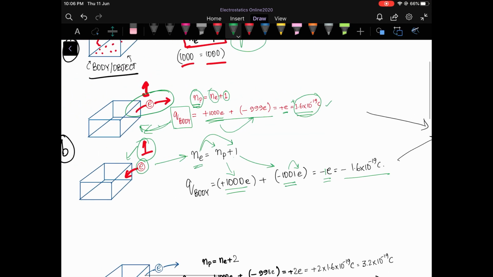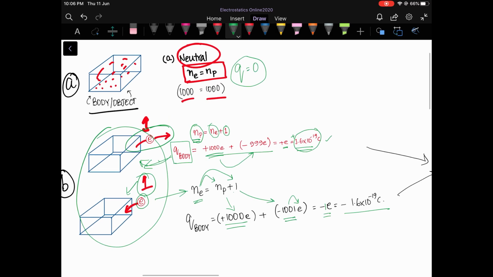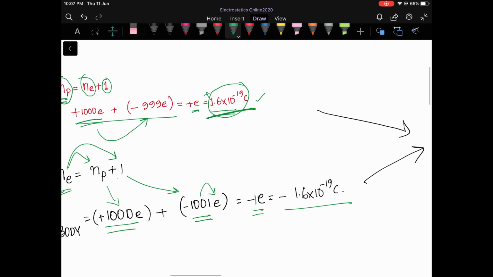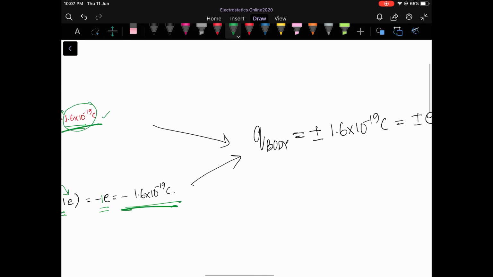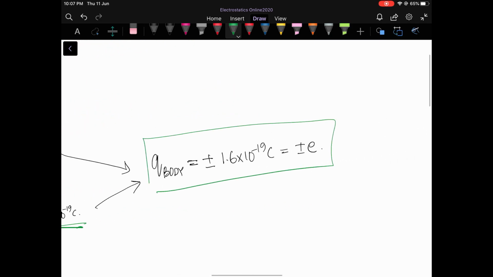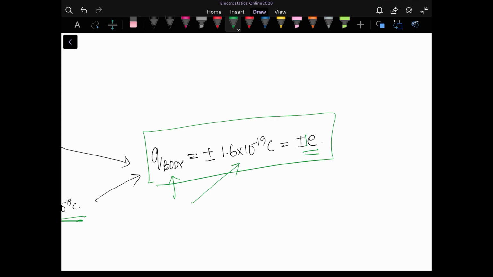That means this box can have a charge of 0 if it is not losing or gaining any electrons, but the same box after gaining or losing electrons will have a charge of plus 1.6 or minus 1.6. So we have written it, the charge on the body in the simplest case after losing or gaining one electron will be 1.6 into 10 to the power minus 19, or we can write equal to plus or minus e. Here you can say we have 1 in front of it, and depending on whether you are losing or gaining, you are going to use plus or minus.